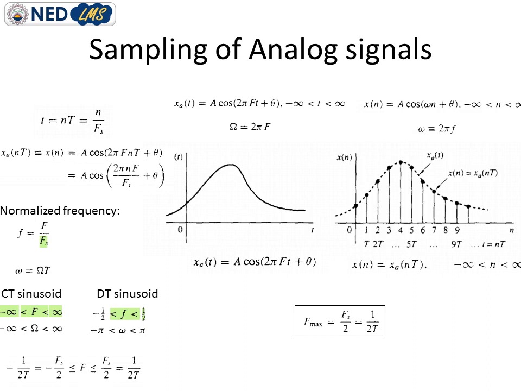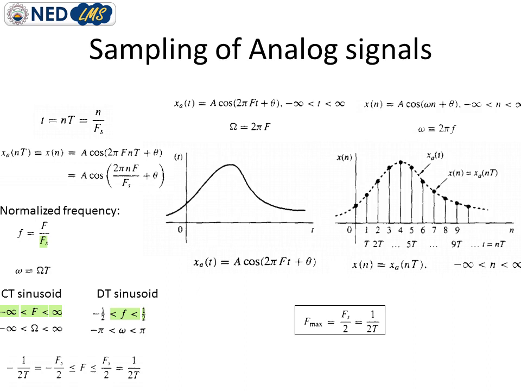Initially, we have considered two signals. The first one is a continuous time signal or analog signal, which can be represented by an expression xa of t is equal to A cos(2 pi F t plus theta), as indicated by the pointer. And if we are assuming it as an everlasting signal, then the limit of t varies from minus infinity to plus infinity.